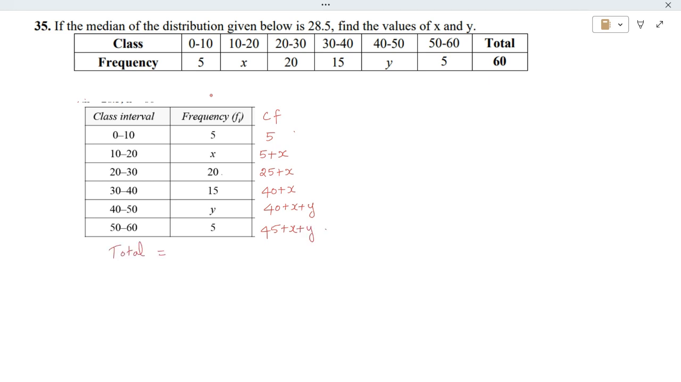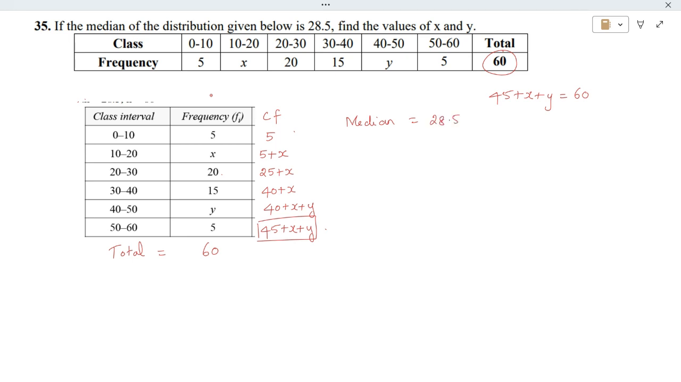So find the total. They have given the total as 60. So I'm writing that here. Okay, so the last cumulative frequency will be the total value. So I know 45 plus x plus y is going to be equal to 60. But since there are two unknowns, I cannot find either x or y using this relation, isn't it? Okay, so what else is given? They have given median as 28.5.